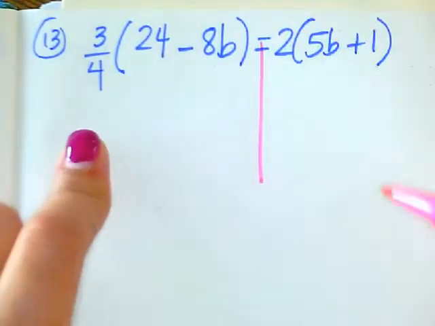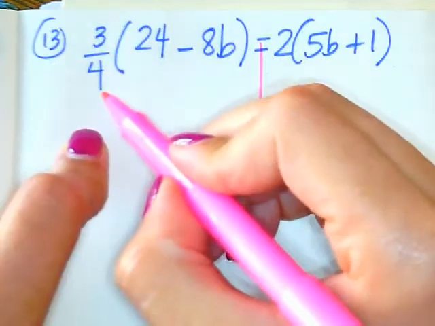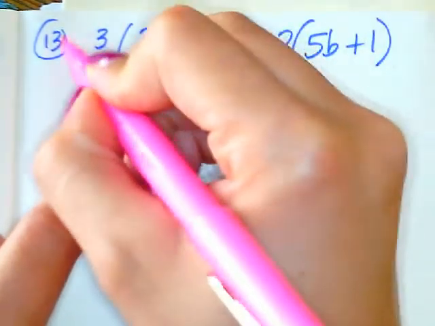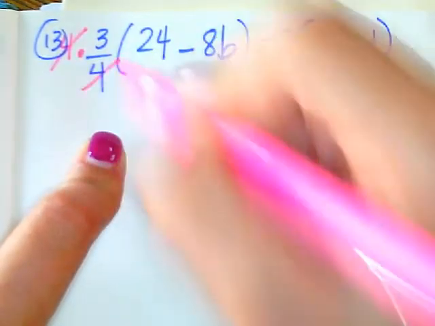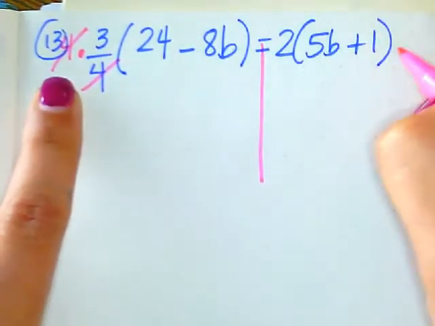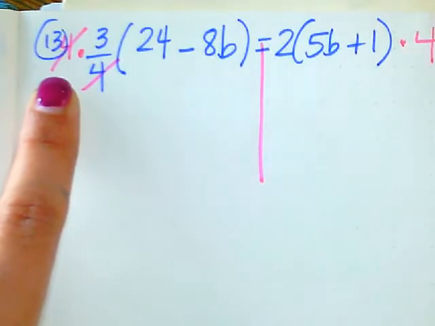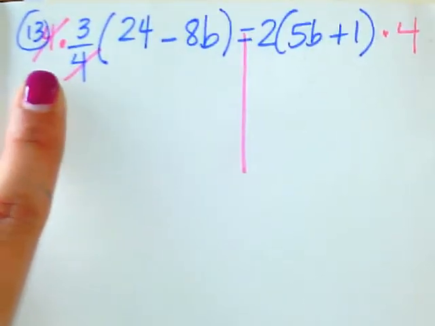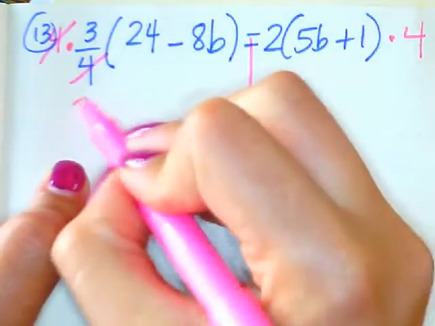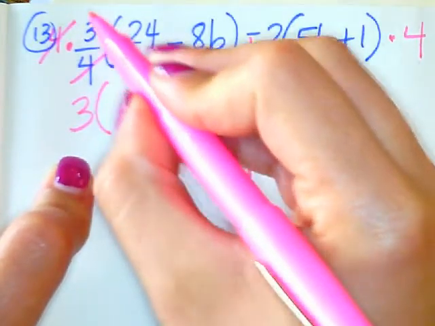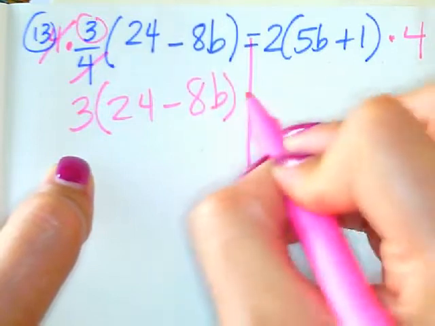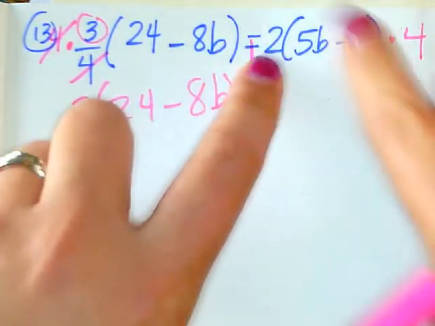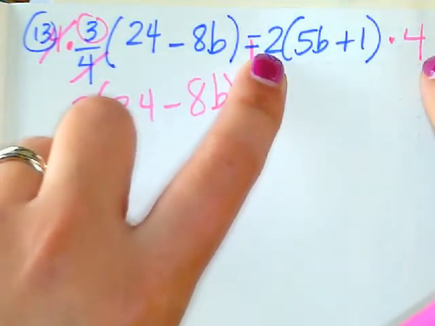The strategy I taught you is, if this is divided by 4, I'm going to multiply it by 4. So I'm going to multiply by whatever the denominator is so that I can cancel it out. What I do to one side, I do to the other. So times 4 over here. Okay? So here I only have 3 left over, the numerator, nothing happened to that, and whatever's inside the parentheses. On this side now, I have 2 times this expression times 4.